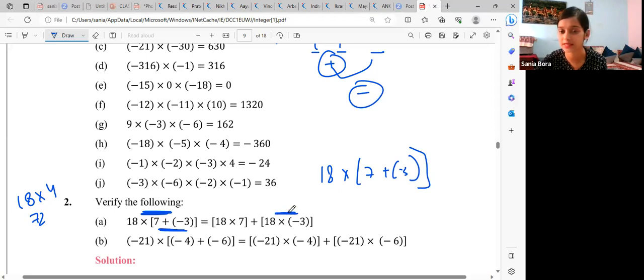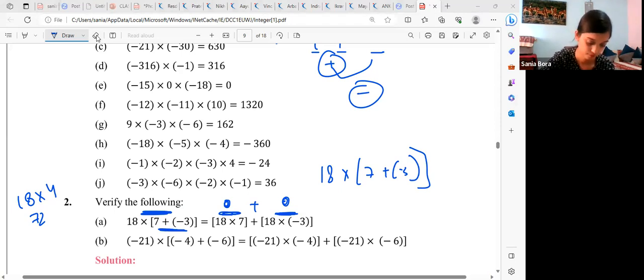Now what you will do, first you will multiply this. First you will solve this bracket. Whatever answer you get here, whatever answer you get here, you will add them. 126 plus minus 54. You can solve it in your notebook. That will be easy for you.